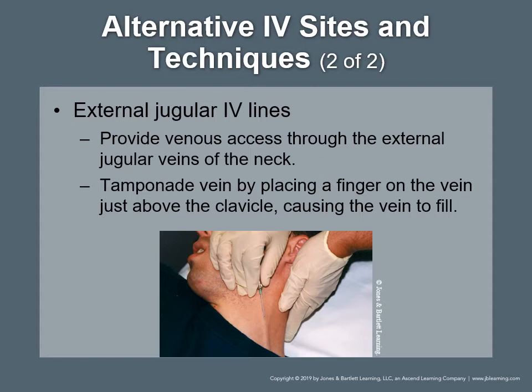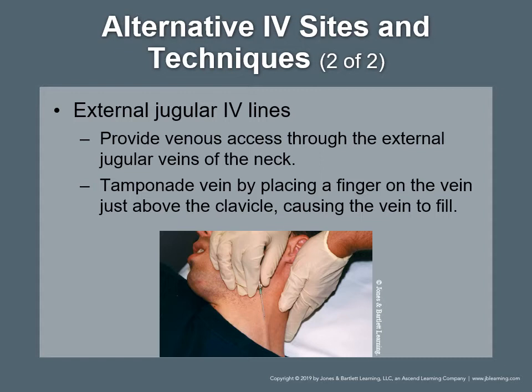External jugular IV lines. These provide venous access through the external jugular veins of the neck, the same veins used to assess jugular vein distension. Tamponade the vein by placing a finger or the edge of a tongue depressor on the vein just above the clavicle, causing the vein to fill. If the vein is difficult to find, place the patient supine to facilitate venous return. The catheter is inserted midway between the angle of the jaw and the midclavicular line in the same manner as a normal IV line. Okay?